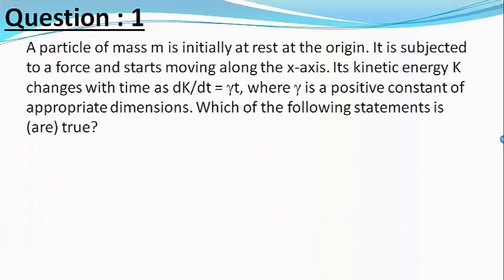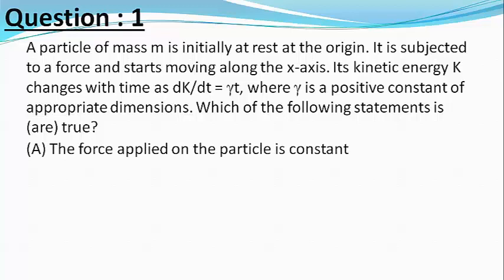Our first question is, a particle of mass m is initially at rest at the origin. It is subjected to a force and starts moving along the x-axis. The kinetic energy K changes with time as dK/dt equals gamma t, where gamma is a positive constant of appropriate dimensions. Which of the following statements is or are true?